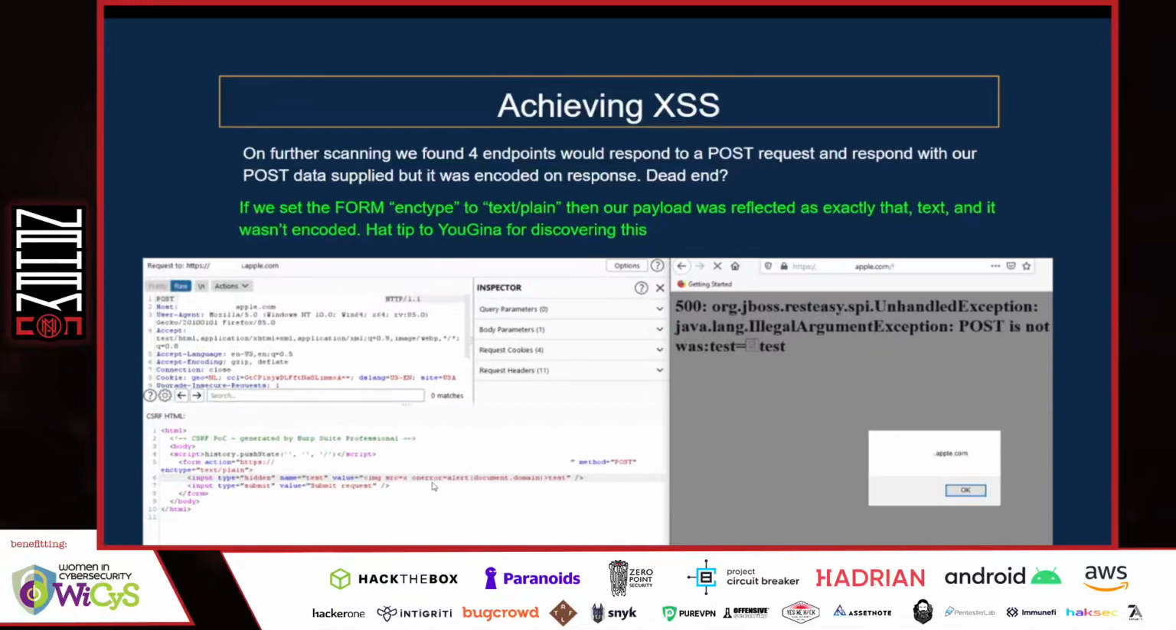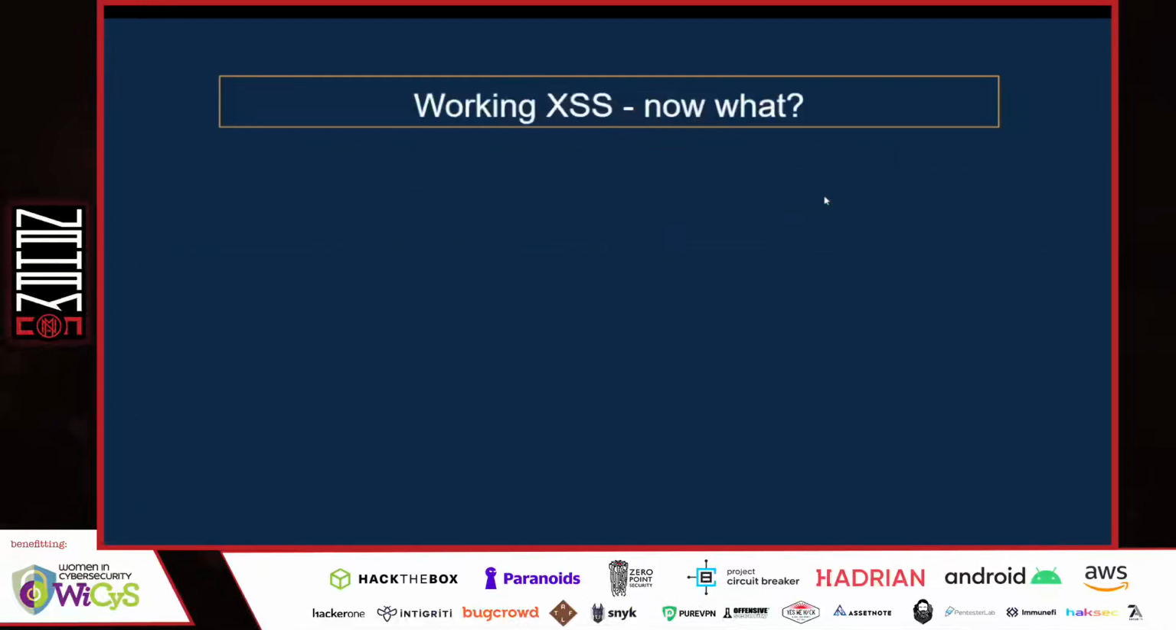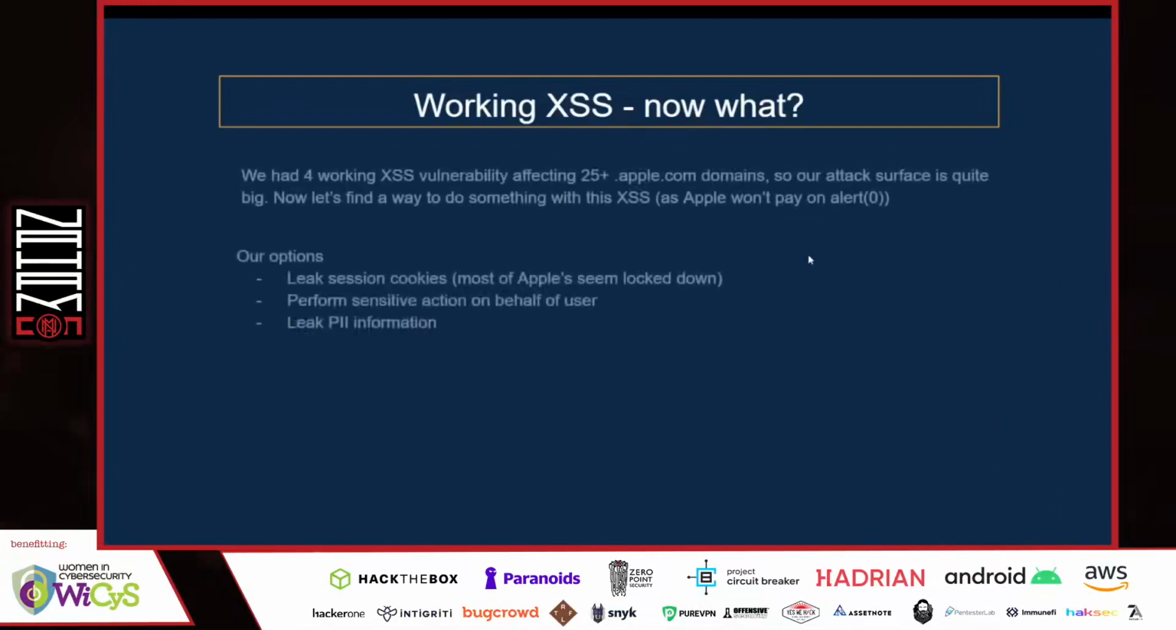we managed to get XSS. As you can see here, we have form action along with the domain, a method of post, and then enctype text/plain. This specific endpoint would take any post data you give it, so we literally just give it test and then the payload, image source x, onerror alert. And there we have our XSS. But we've got a working XSS, now what? What do we do now?